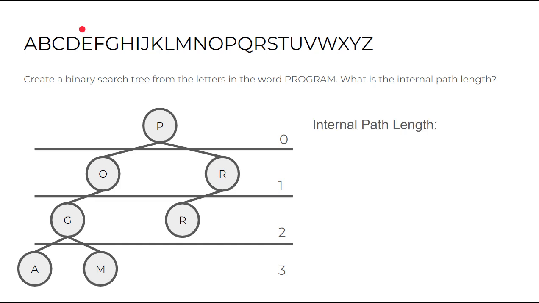So our internal path length will be 1 times 0, 1 node with a depth of 0. 2 nodes with a depth of 1, so 2 times 1. 2 nodes with a depth of 2, 2 times 2. And 2 nodes with a depth of 3, which is 2 times 3. That would get us our answer of 12. So this problem that asks us to create a binary search tree from the letters in the word program and then asks for its internal path length, the answer to this question would be 12. Binary search trees can initially seem complicated and a little intimidating, but with practice, they become very easy and very methodical.